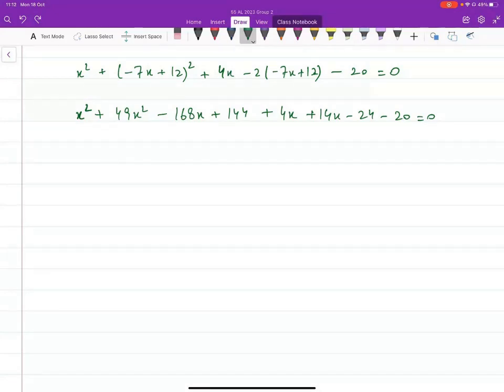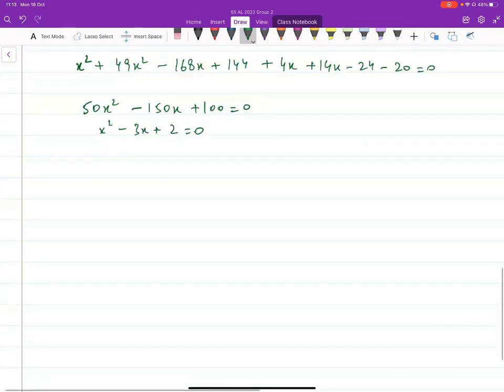Now let's evaluate what this turns out to be. Which are the x square terms? There's only one x square term, so that remains x square. And sorry, there are two x square, so we have 49x square as well. That's 50x square. Then you have minus 168 plus 4 and plus 14. What does that become? Minus 150. That's minus 150x. The constants 144 and minus 44, which is going to be 100. That's the equation you get. To simplify this, divide by 50, you get x squared minus 3x plus 2 equals 0.